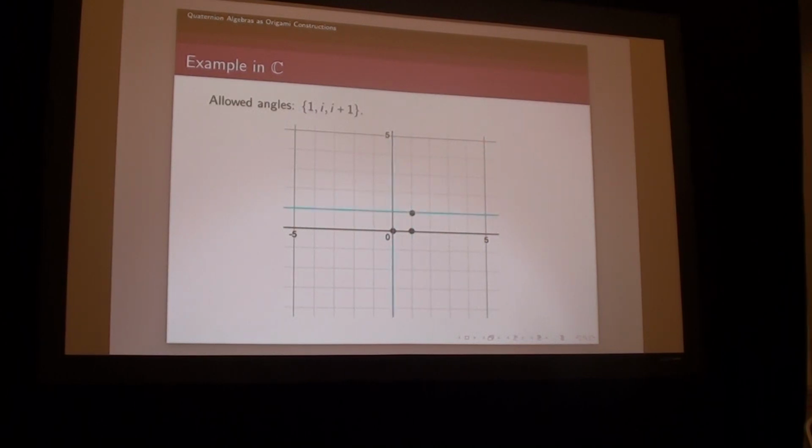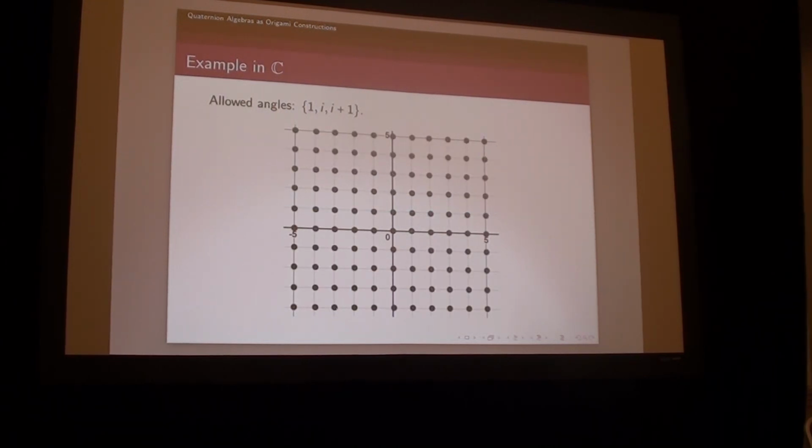So let's do a couple more. Remember, vertical and horizontal are both allowed angles, so we can make our fourth point there, fifth point there, sixth point there, and so on. Eventually we get the Gaussian integers. That's a really nice set. It's a lattice. It's also a really nice order. So this is our goal, to recreate this in higher dimensions.